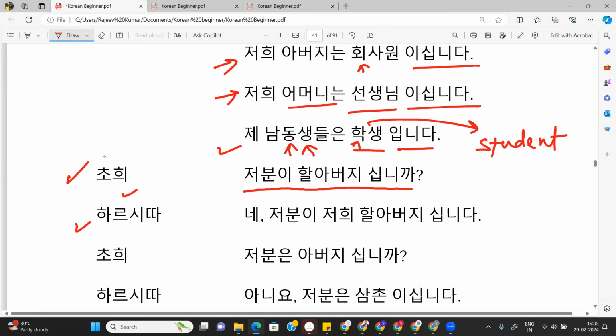Harshita. Ne. Jobunni. Choi. Haraboji. Simnida, Haraboji. Next.